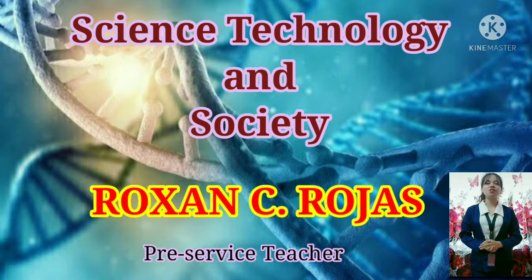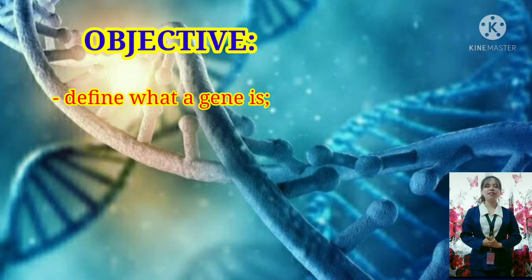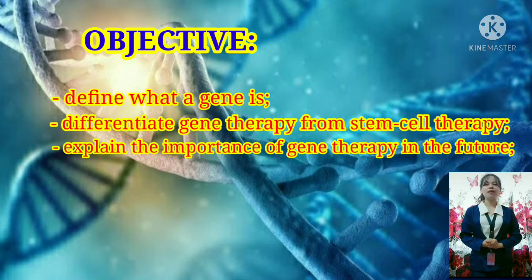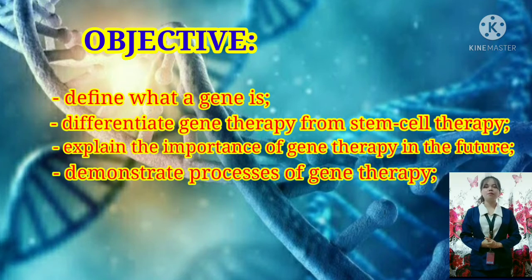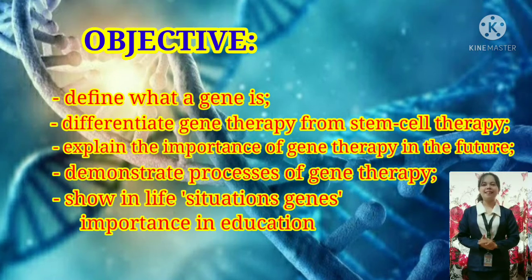Okay, before we start our topic, allow me to introduce the learning outcomes first. At the end of this lesson, the learner should be able to, first, define what a gene is, second, differentiate gene therapy from stem cell therapy, third, explain the importance of gene therapy in the future, fourth, demonstrate processes of gene therapy, and lastly, show in life situations genes' importance in education.